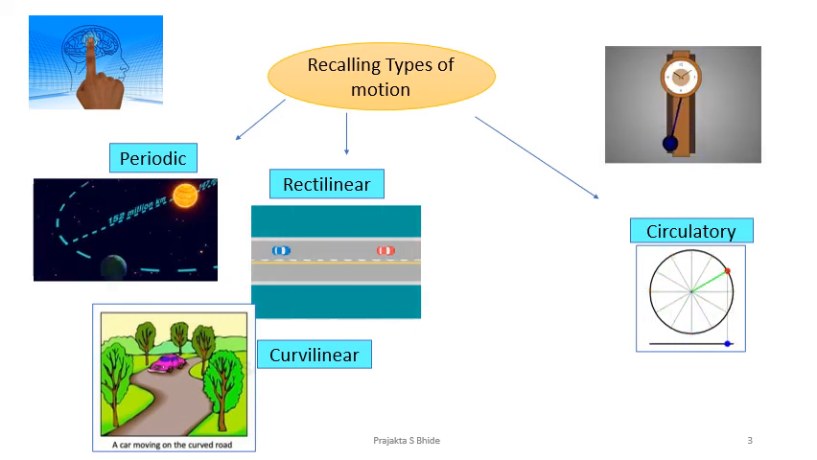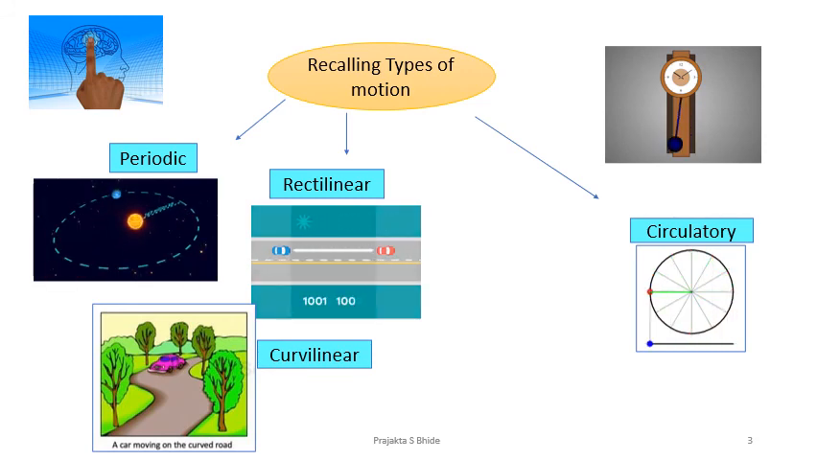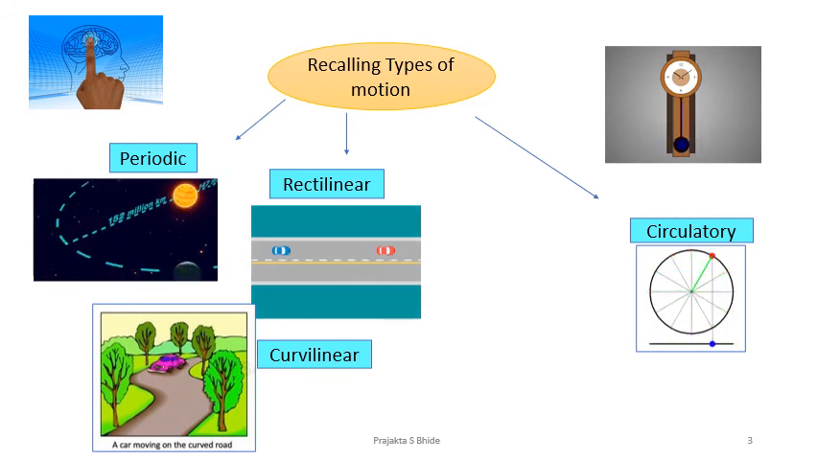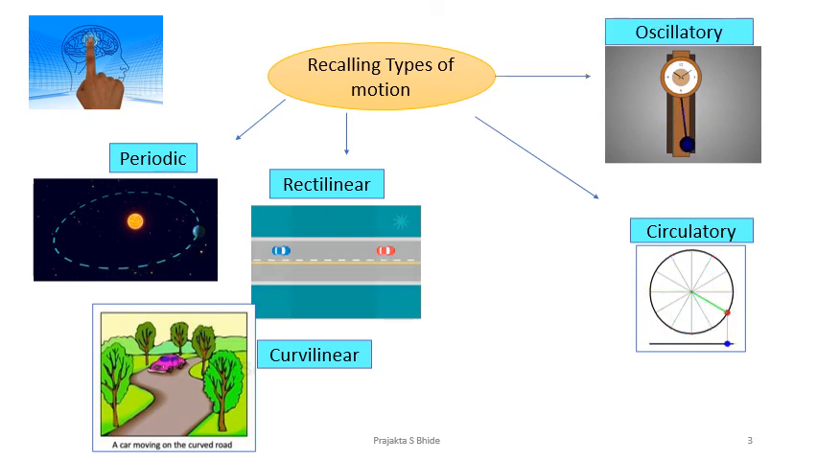This is our wall clock. See, the bob of the pendulum is swinging left, right, left, right. So this type of motion, to and fro motion, I call oscillatory motion. You also see this in a swing.